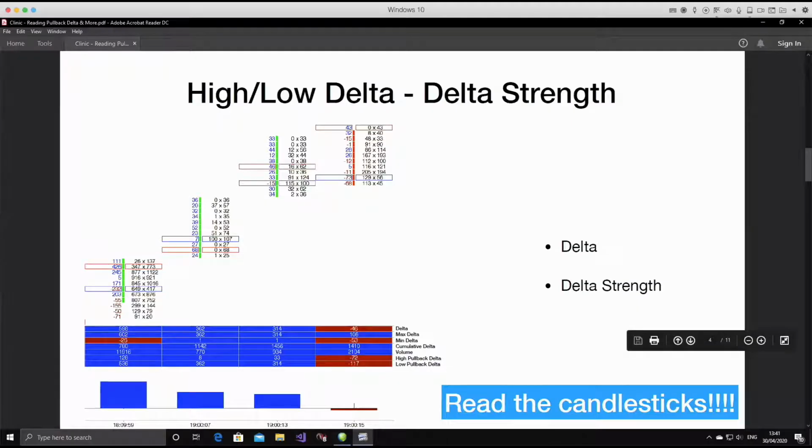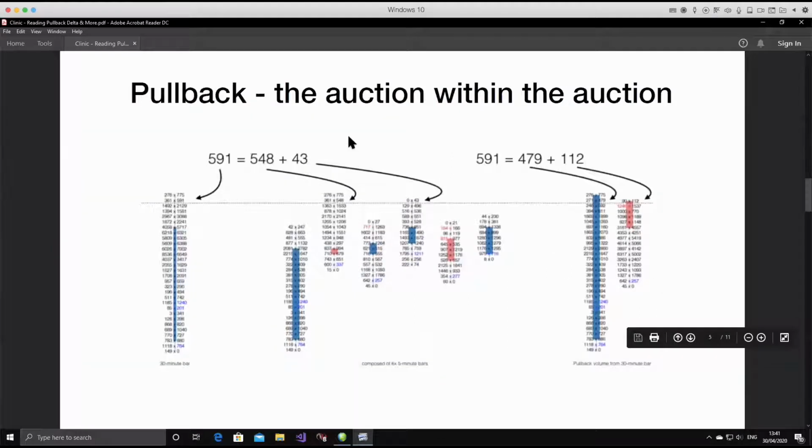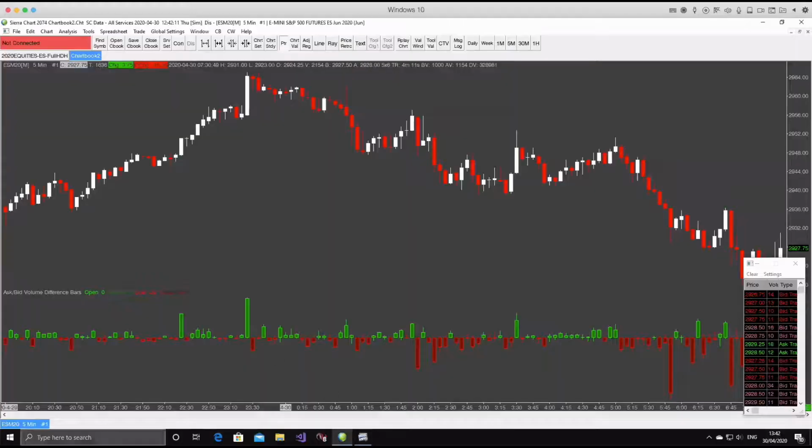So, takeaway: read the candlesticks. You know how to do it with price. Delta is no different. Okay, now we're going to go to pullback, and I show this chart a lot. Before we explain pullback delta, let's recap on the idea of what the pullback is. And actually, I might do this in Sierra Chart to bring it to life a bit more.